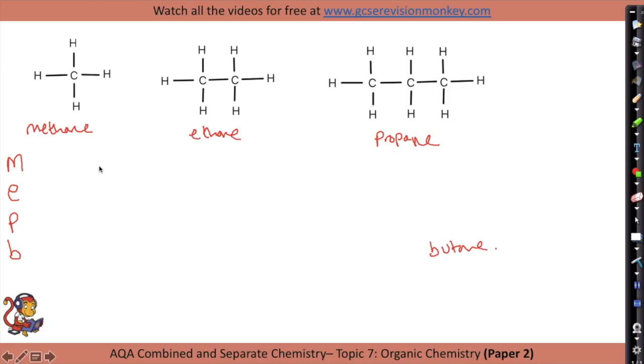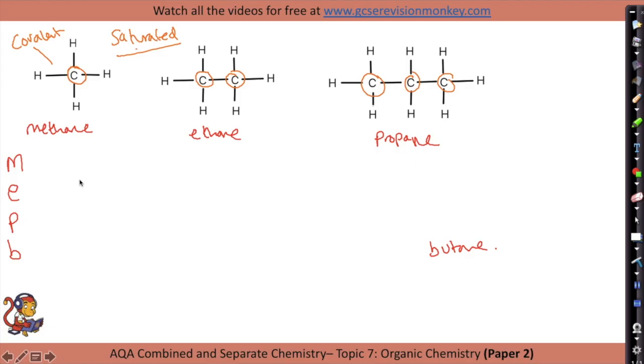The reason that they are in this order is that they go up in order of the number of carbons they have. You can see methane has 1 carbon, ethane 2, propane 3. All of these are saturated molecules, so that means they are full up of hydrogens. Nothing else can bond to them. All 4 bonds for each carbon are taken. These are covalent bonds, and they are single covalent bonds because there's just 1 line.